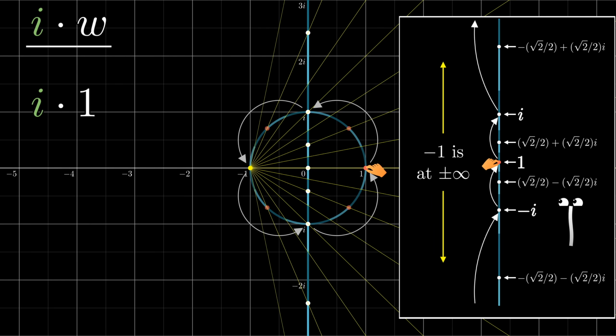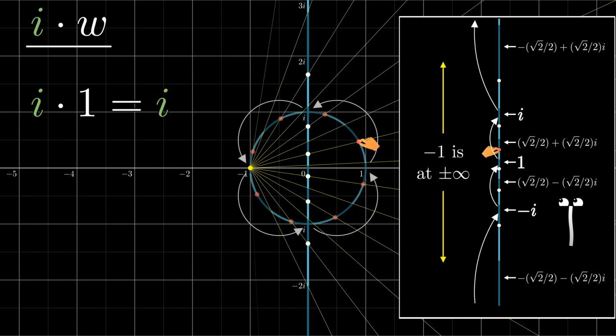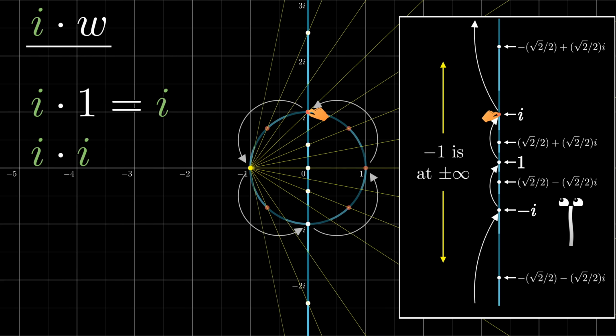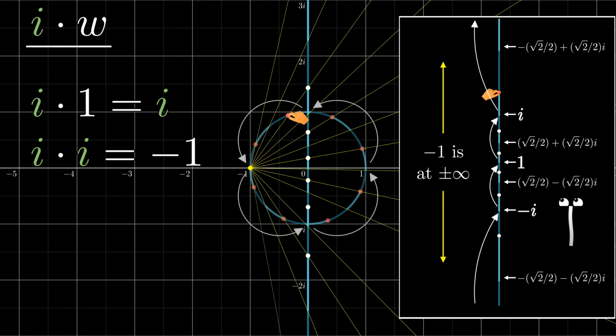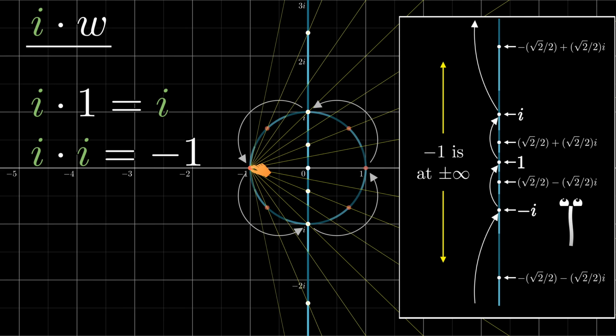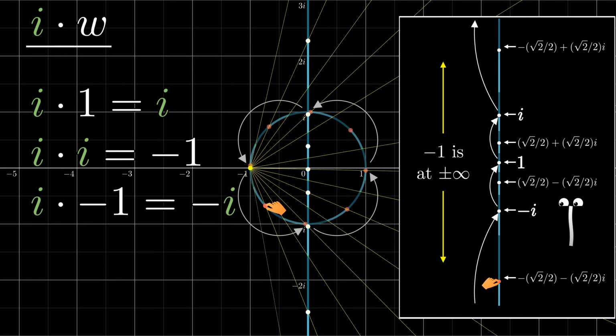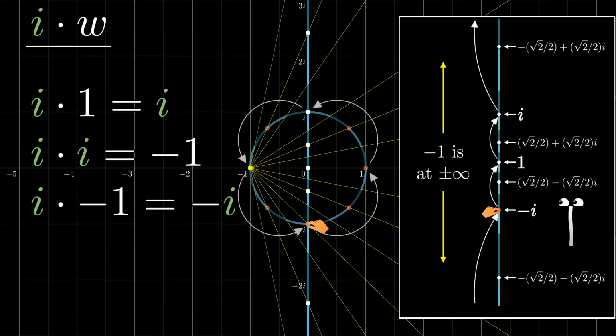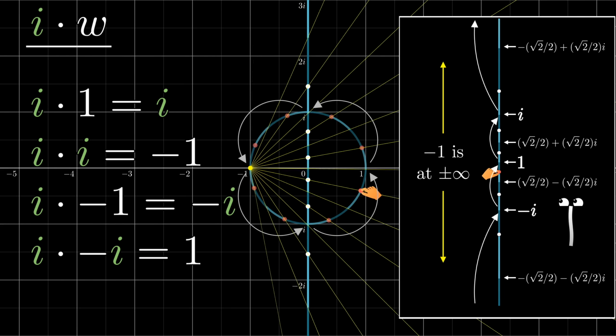i times 1 is i, so that means the number 1 should move up to i. i times i is negative 1, so the point at i slides off to infinity. i times negative 1 is equal to negative i, so that point at infinity kind of comes back around from the bottom to the position 1 unit below the center. And i times negative i is 1, so that point at negative i slides up to 1.